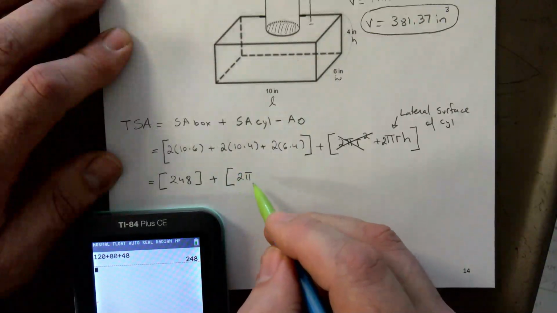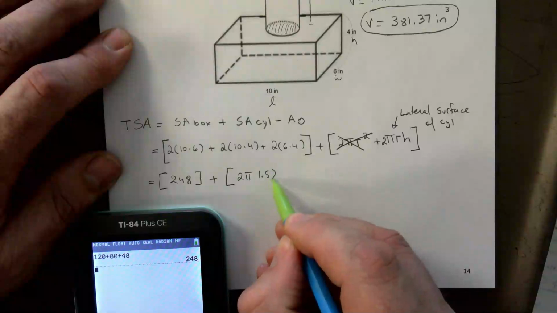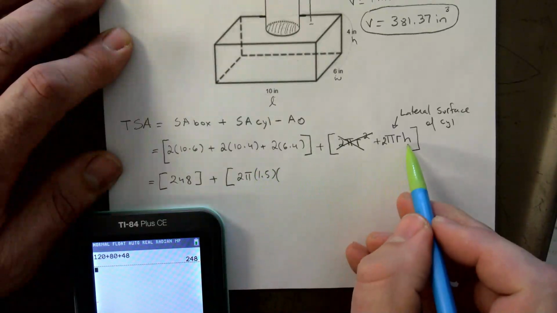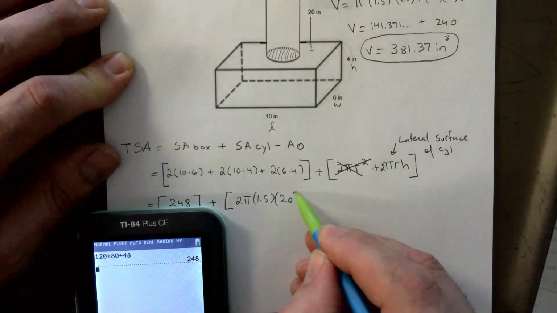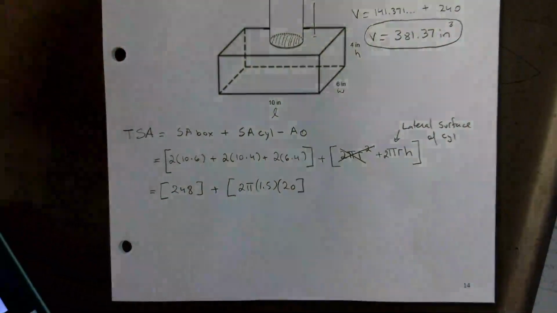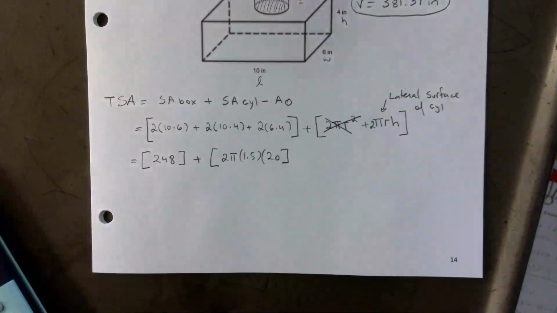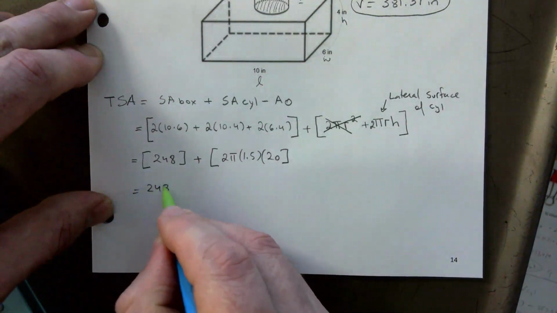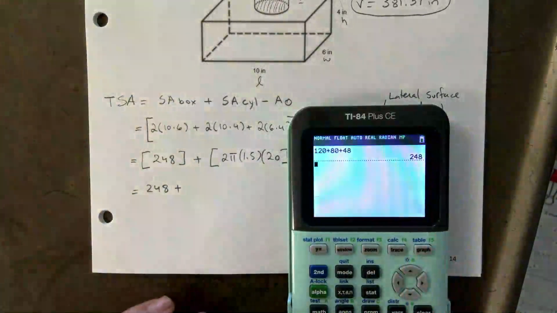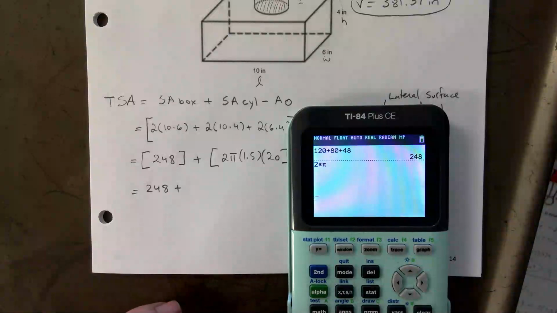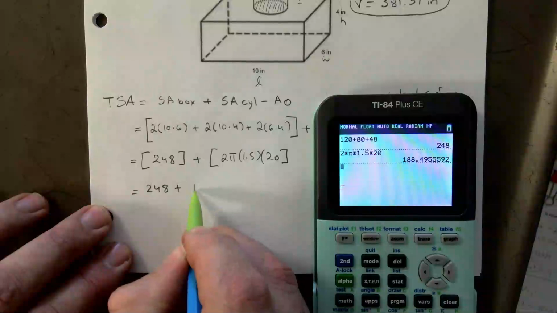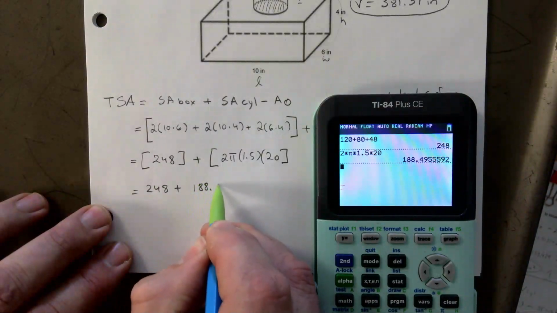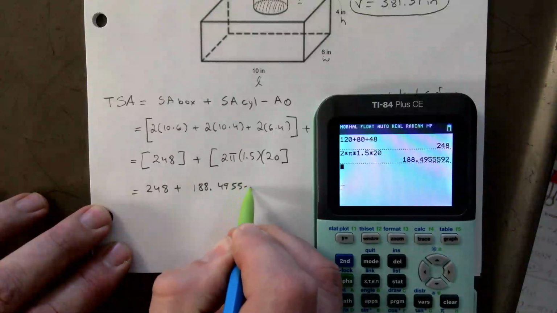2 pi. Radius is 1.5. The height here is the 20, right? The 20 of the cylinder there. So it'd be 248 plus 2 times pi times 1.5 times 20. It's 188.4955, and that keeps going.